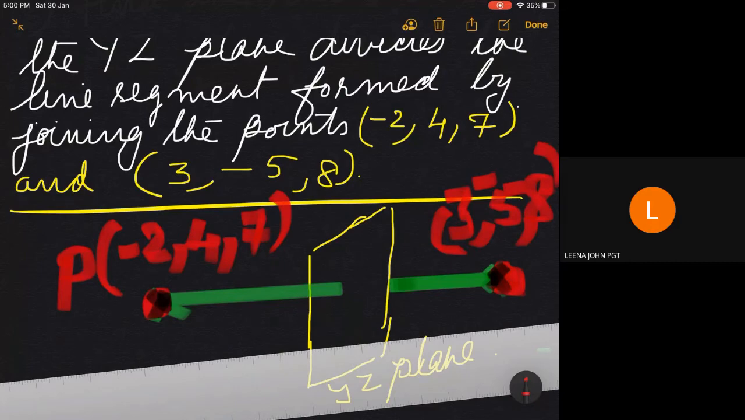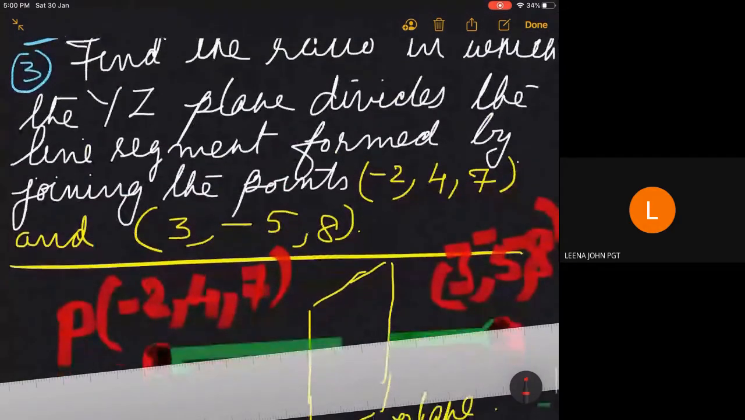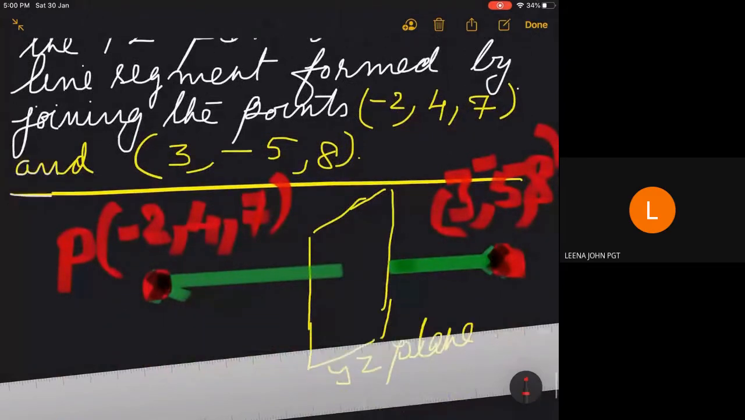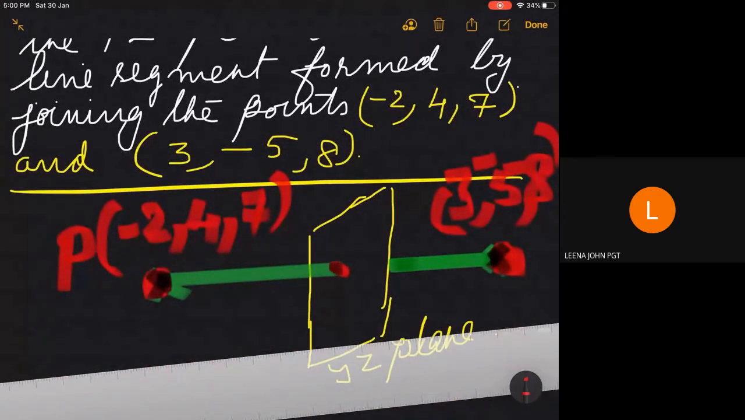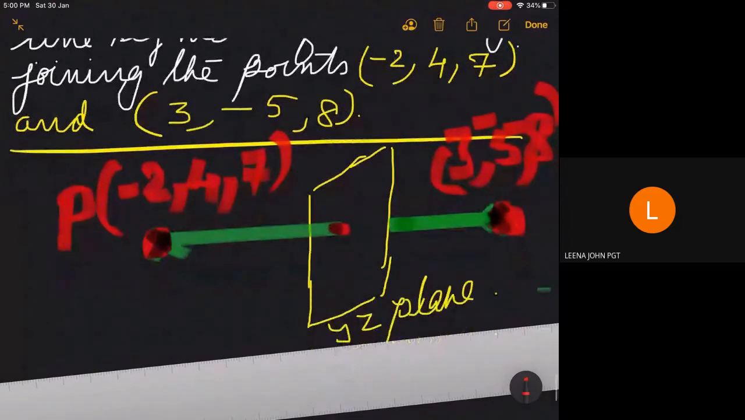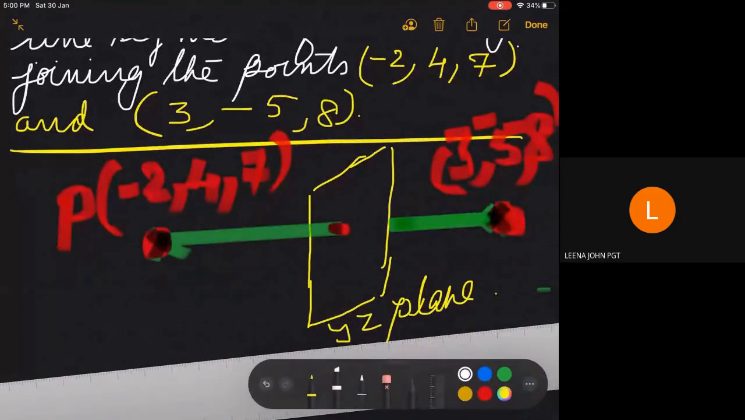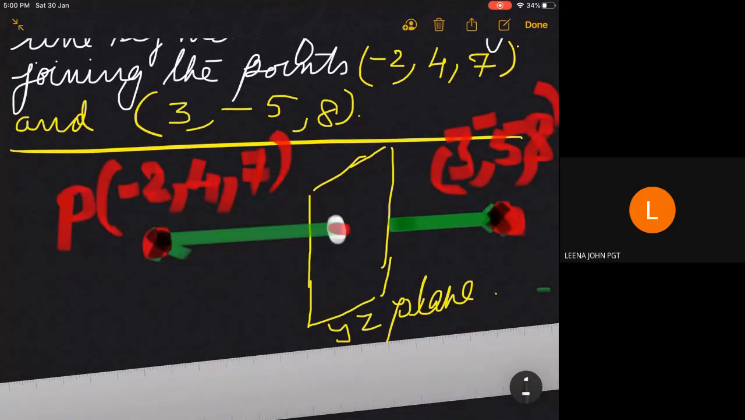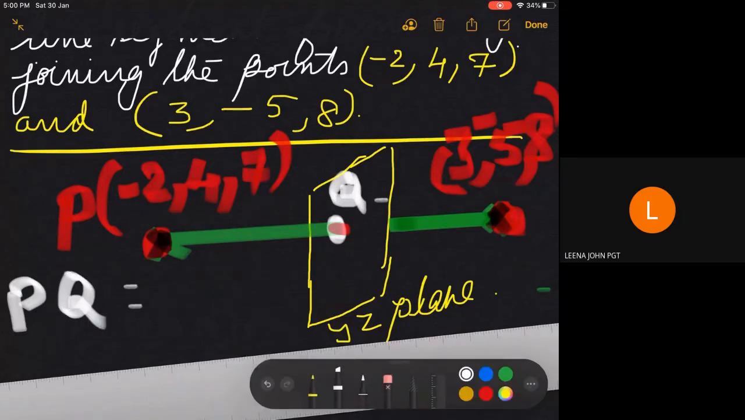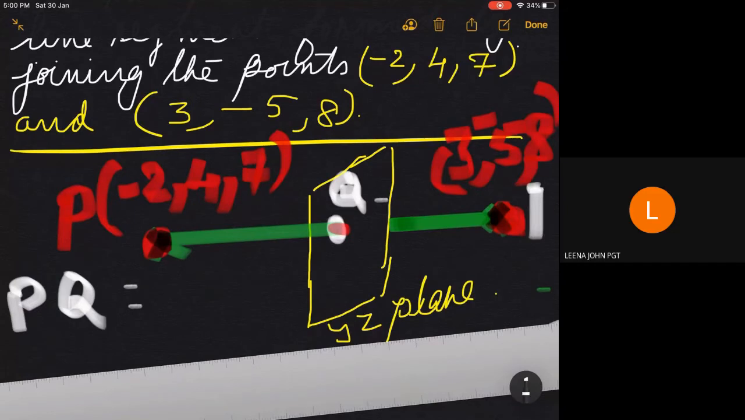Okay, now which point do you have to find out? Find the ratio in which the YZ plane divides a line segment. That means this line segment meets the plane at a particular point. Just mark that point, I can call it Q. Now what you have to find out is the ratio PQ is to QR. Where is R? This is your R. PQ is to RQ, this you have to find out.